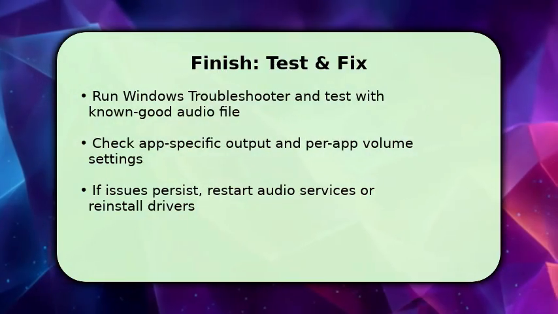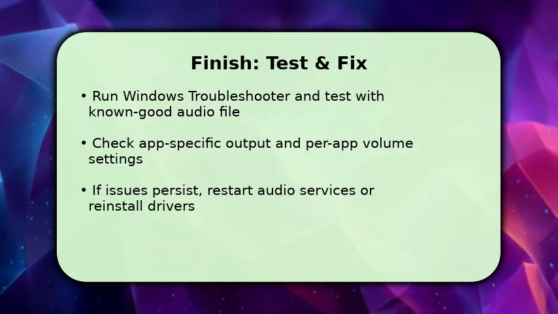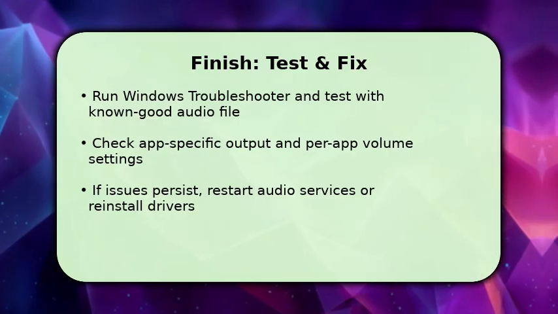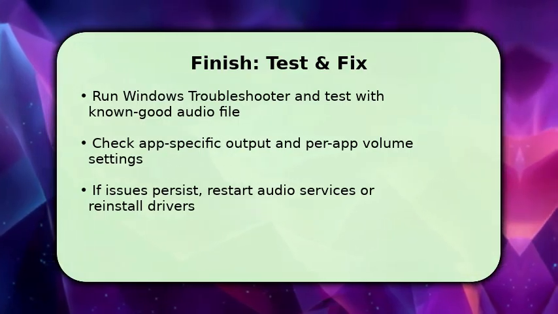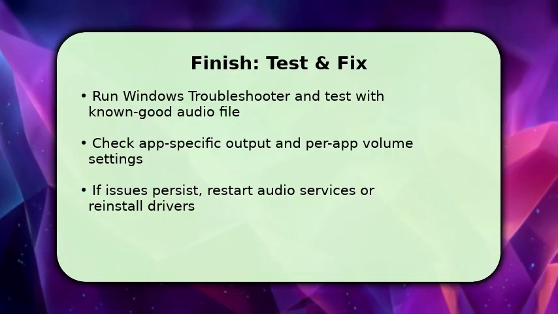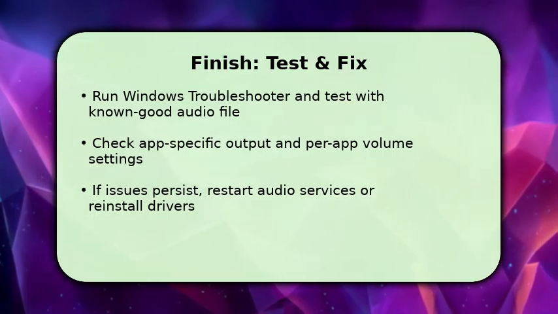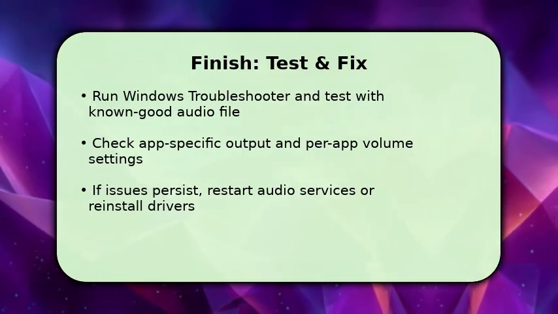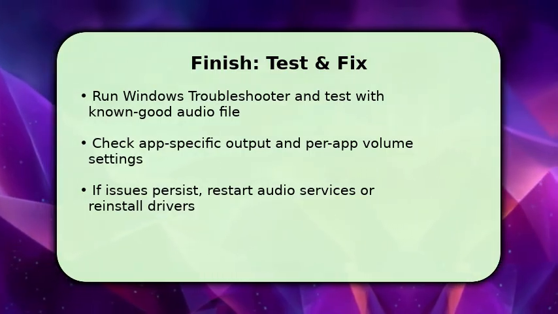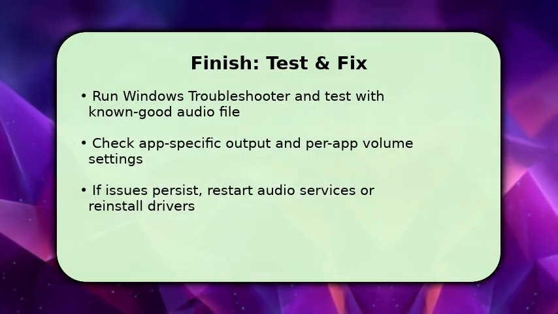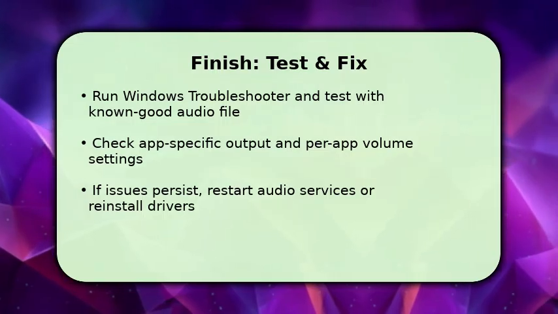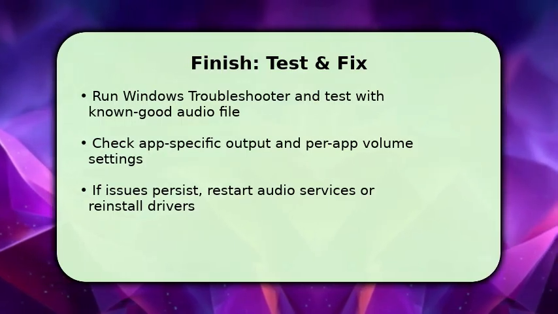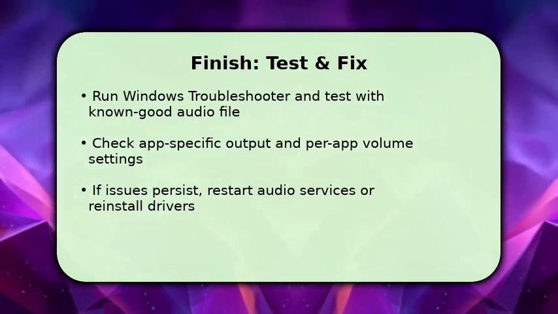Finally, test thoroughly. Run the Windows Audio Troubleshooter and play a known good audio file to verify results. Make sure the app's output is set to the same device as system default and check per app volume in Volume Mixer. If problems persist, restart Windows Audio Services or uninstall and reinstall the driver, then reboot. One key troubleshooting tip: if audio suddenly cuts or warbles, try a different sample rate or a different port/device to determine whether it's a hardware, driver, or format mismatch.